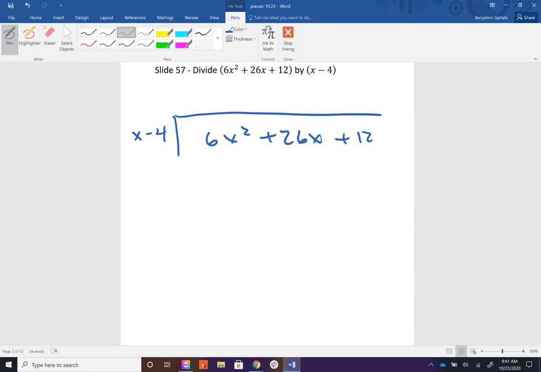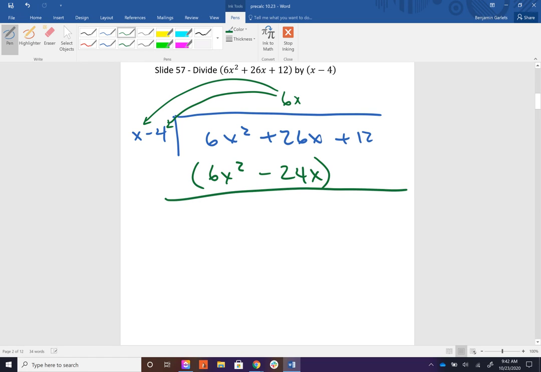So what I need to figure out is how many times does x divide into 6x squared? And I need to multiply it by 6x, right? So x times 6x gets me 6x squared. So that's going to be the first value that's in my quotient. And I'm going to put it in the x place. And so once I have that, I now need to multiply that by both terms and subtract those out from my polynomial. So I get 6x squared, and then I get minus 4 times 6x, so minus 24x.